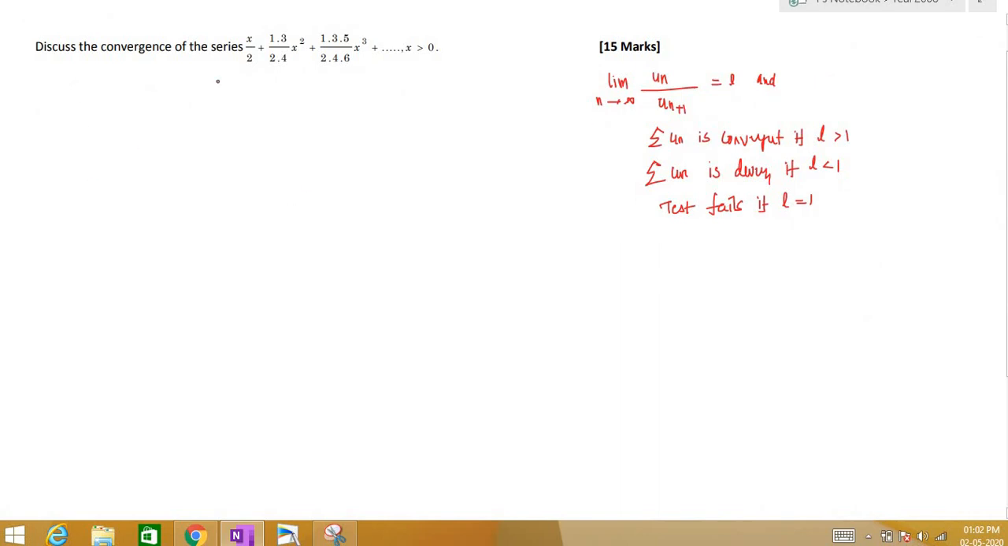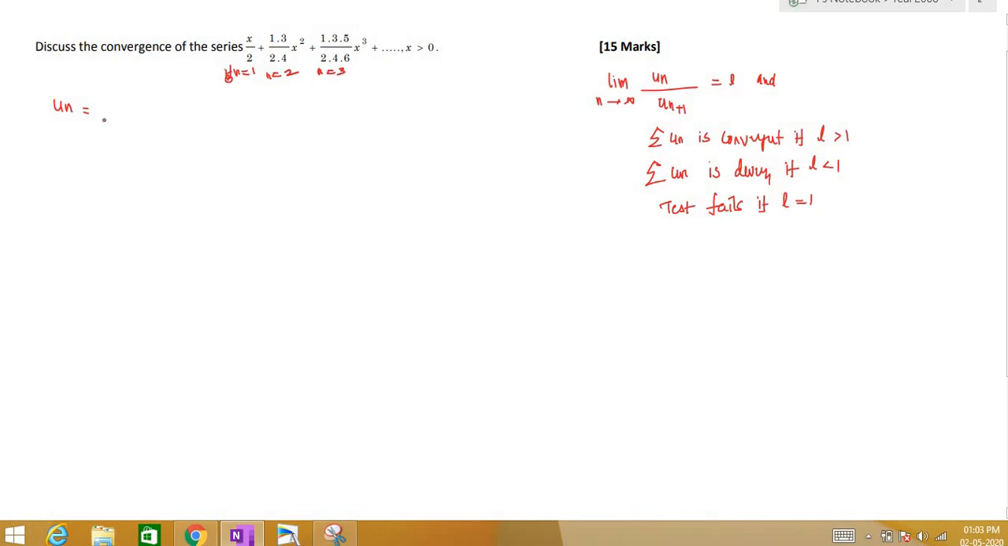Yeah, so we will find the general term for the series. What will be our un? If you can see, this is the first term, this is our second term, and this is our third term. So this is n is equal to 1, this is n is equal to 2, this is n is equal to 3, that is first term, second term, third term.